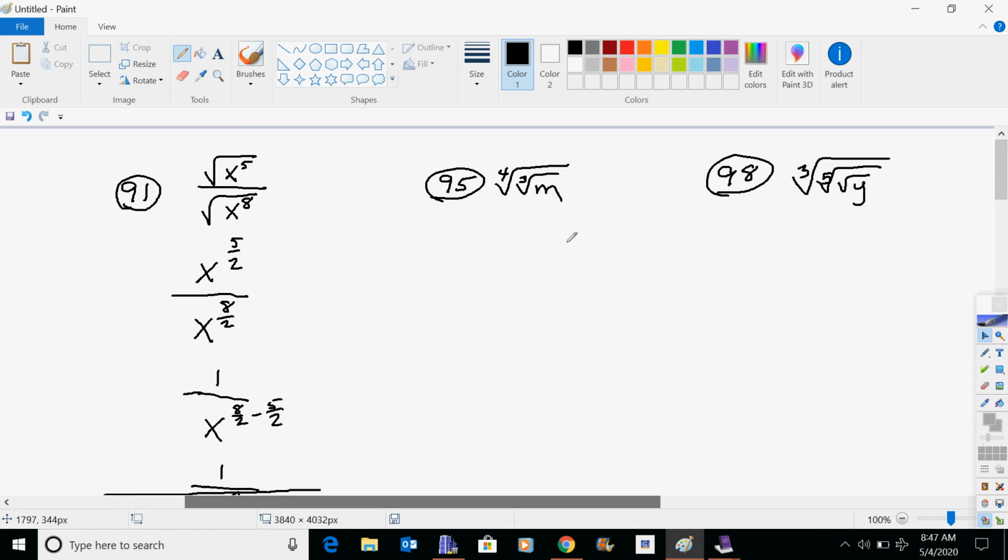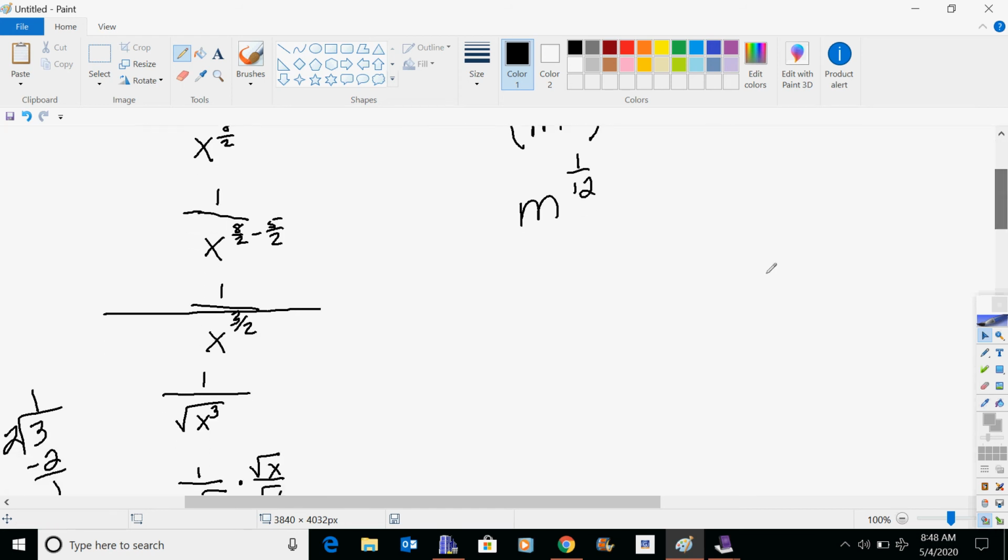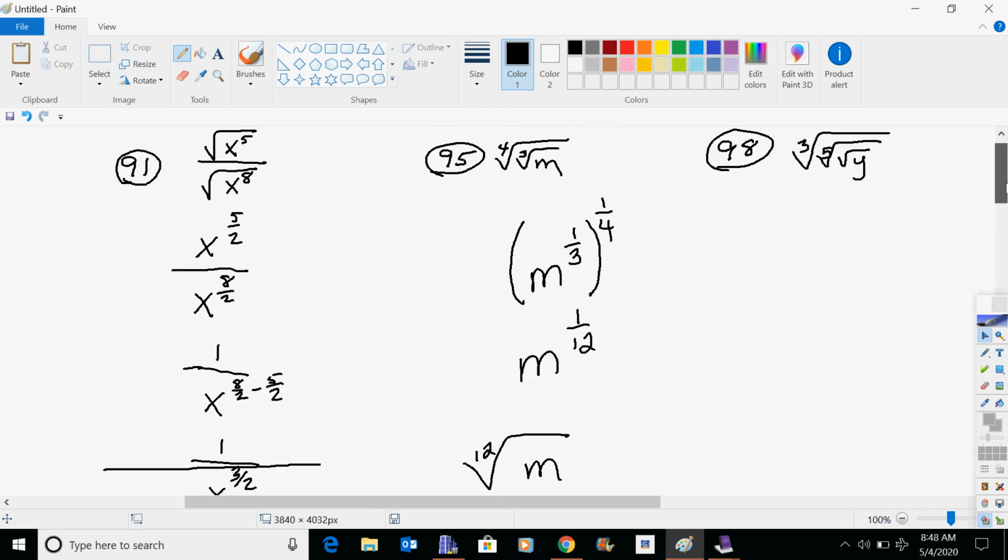Then we have this number 95. It's got a whole bunch of things happening. In the very inner heart of it, we have m to the 1/3 power. I don't know if you can see that 3 there, but there's a 3 as an index. But then we've got the 4th root of that. So here's my 4th root of m to the 1/3 power. Multiply the exponents, so you have m to the 1/12 power. There were a couple people with this question, so this one's not too terrible. So it's the 12th root of m is your final answer for that one.